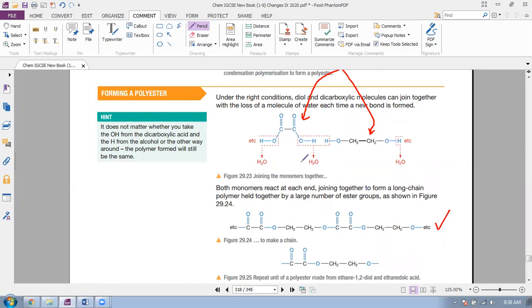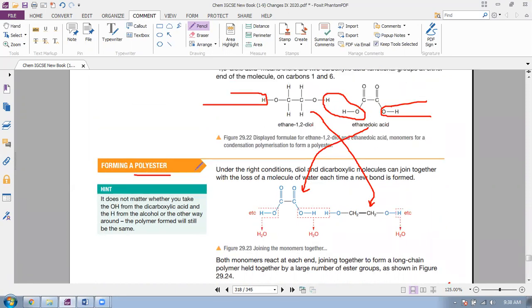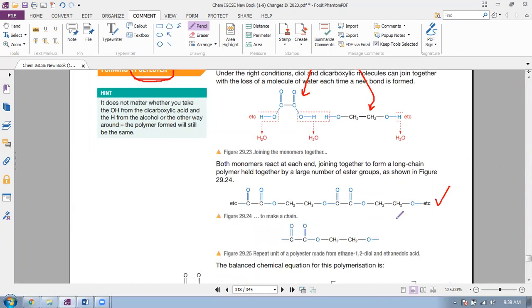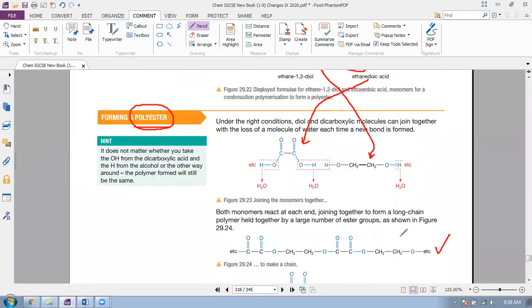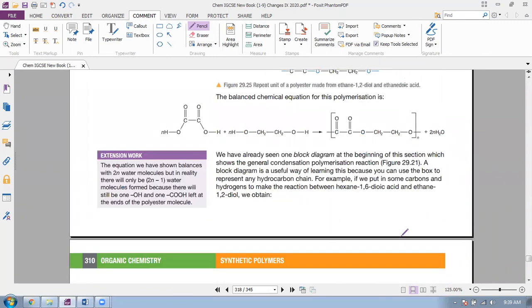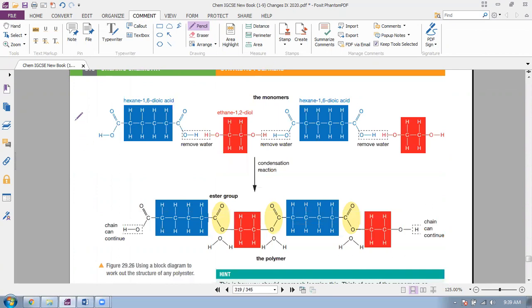This kind of polymer from alcohol and carboxylic acid is called ester or polyester. Look at this. In condensation polymerization, the polymer formed from alcohol and carboxylic acid is called polyester, because normally we know that when alcohol and carboxylic acid mix together, they form ester. As it is a polymer form, it is polyester. And there are some other examples given here. Look at this, this is another example. Here you see water removed. This is another example.